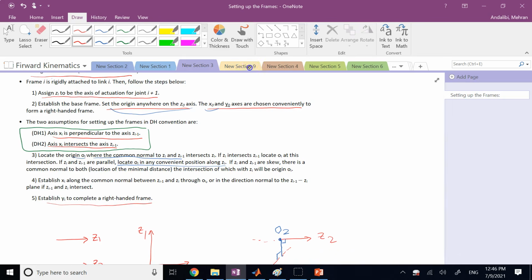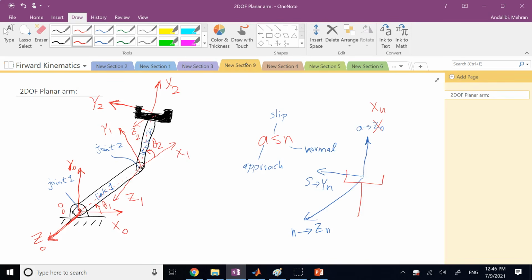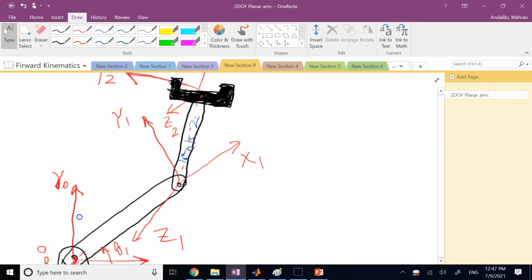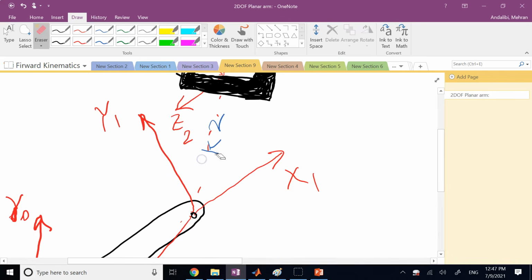Okay? So let's now put that in practice in a few examples. Let's set up the frames for different examples and we practice how to set up the frames. Once we know that, then life is going to be a lot better, because robotics, like any other course, is all about practicing. If I don't practice enough and I don't solve enough problems, I can never claim to be understanding robotics very well.